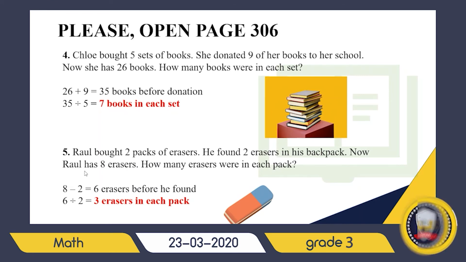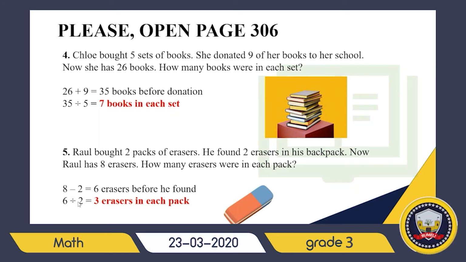At the end of all steps, he has 8 erasers. But he found 2 erasers. So 8 minus 2, I'll get 6 erasers before he found 2 of them. So these 6 erasers represent 6 erasers in 2 packs. It's asking for how many erasers were in each pack. If 2 packs include 6 erasers, how many erasers will be in each pack?